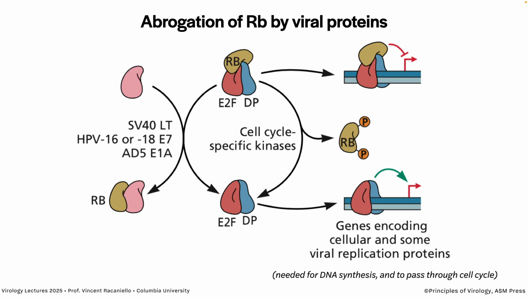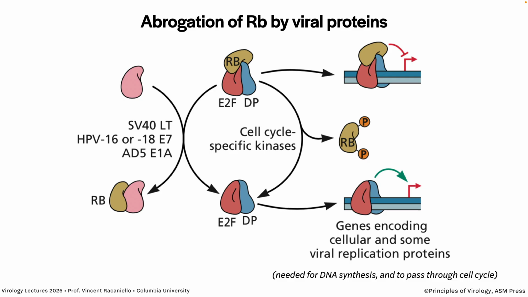Why do they do this? When you bind RB, that makes the cell divide, right? Because you no longer have this checkpoint. So SV40 and the papillomaviruses, and to some extent adenovirus, they bind RB, and that gets the cell dividing. There are genes that encode DNA synthesis proteins of the cell and everything you need to divide, and those are controlled by E2F. And normally, RB is bound to that, and so you don't get activation of those genes. That's how it acts as a checkpoint.